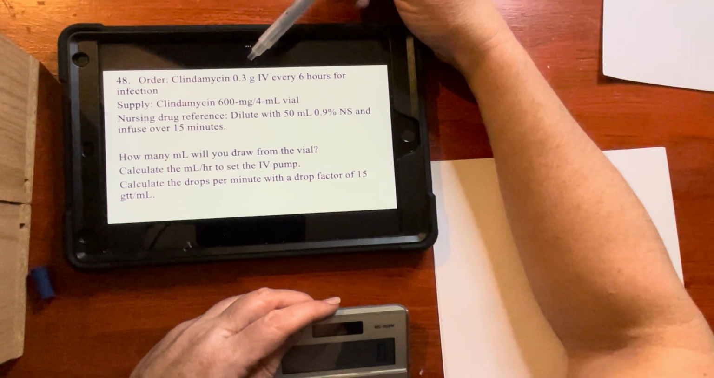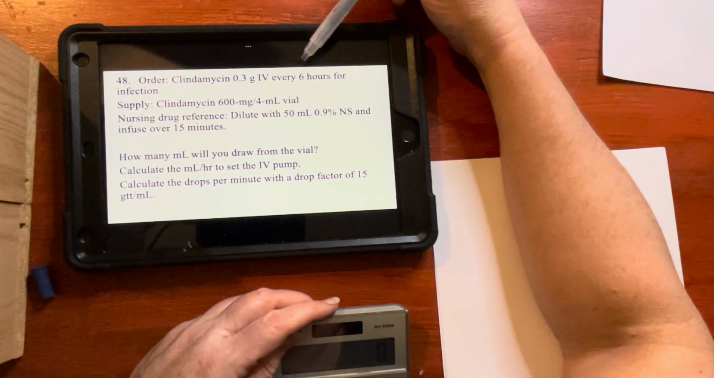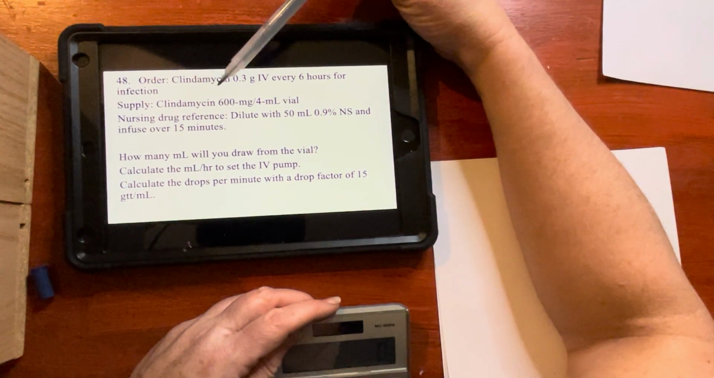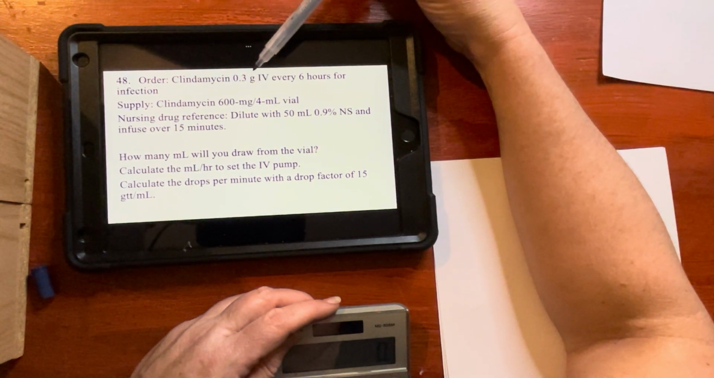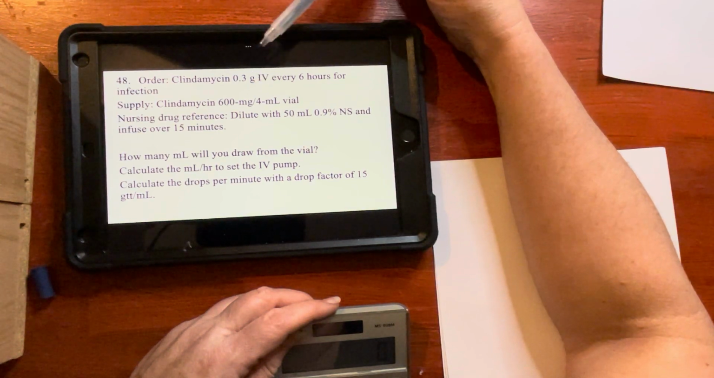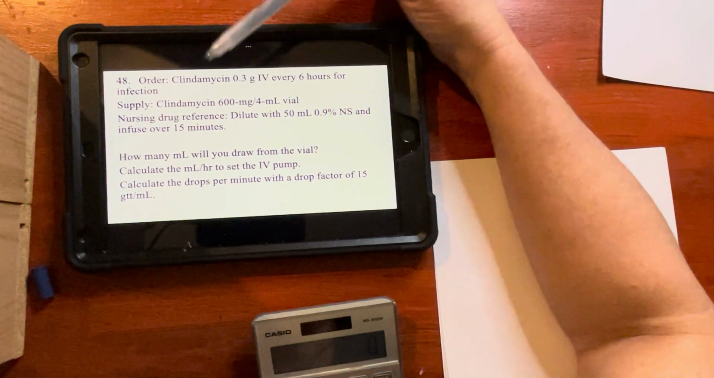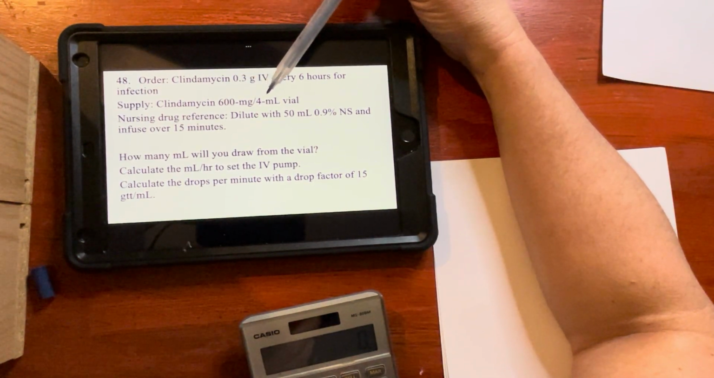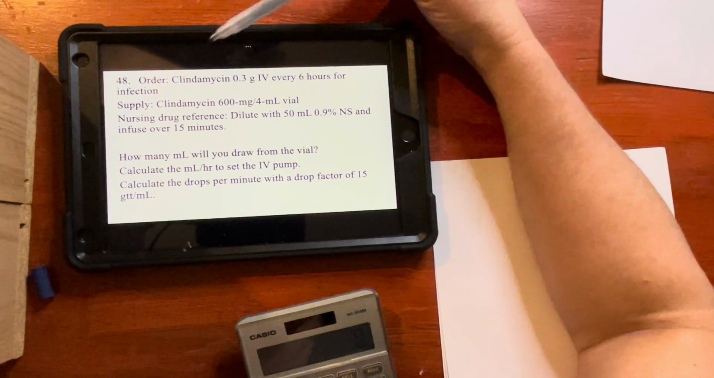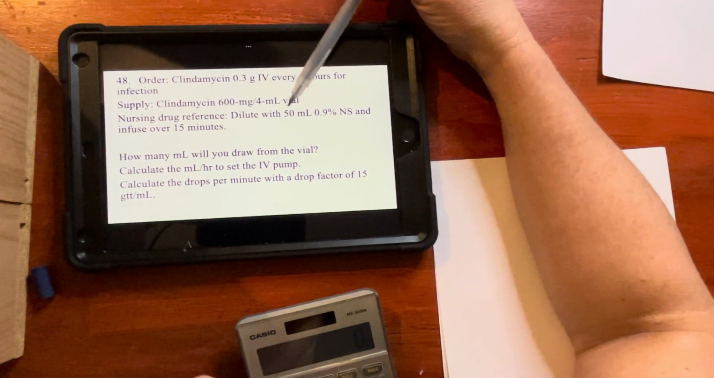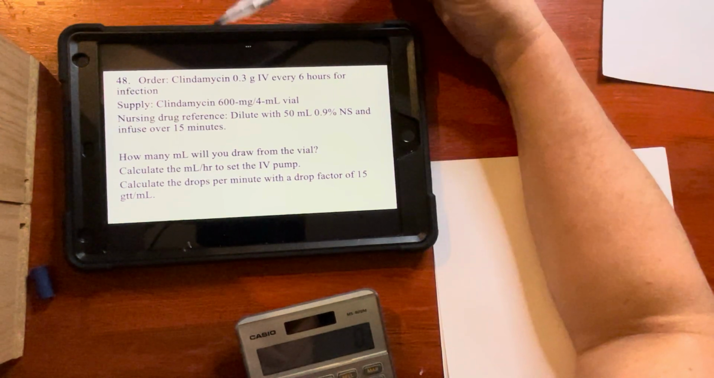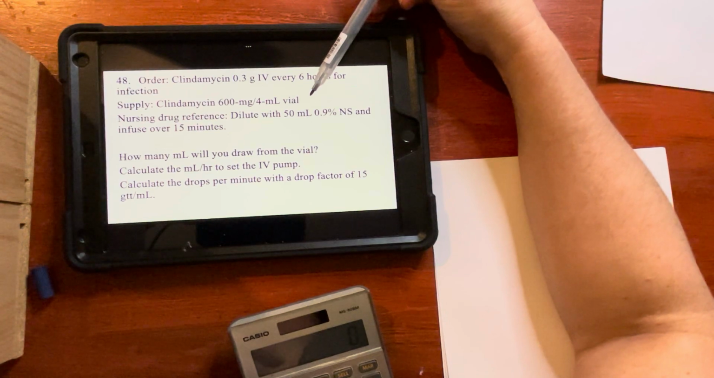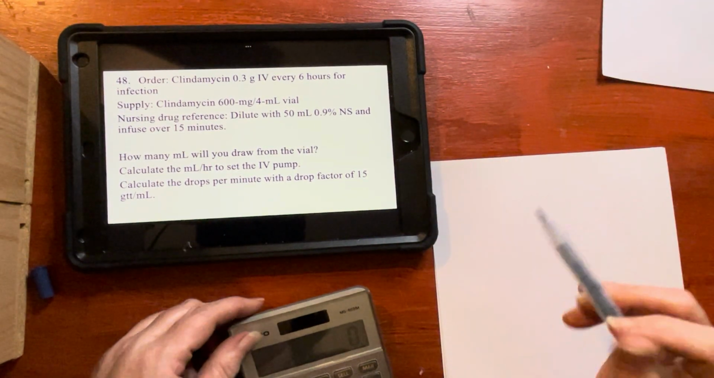Clindamycin, 0.3 grams IV every 6 hours for infection. What we have is clindamycin, 600 milligrams. Is your butt puckering, grams, milligrams? Okay, you know you got to come back to that. The clindamycin is 600 milligrams per 4 mL vial. And in the nursing reference, it says dilute with 50 milliliters of normal saline and infuse over 15 minutes. So, you're not tricked by it no more, are you?